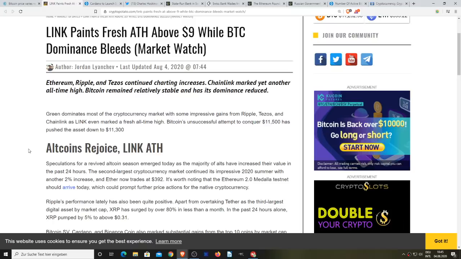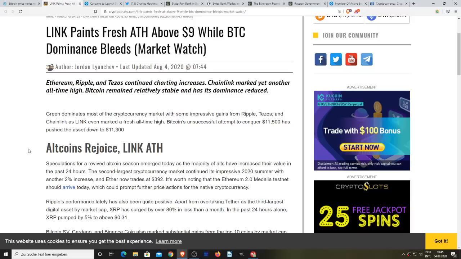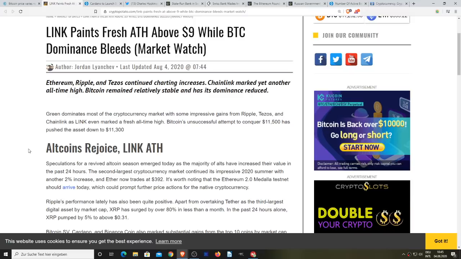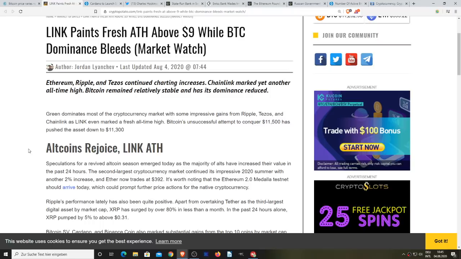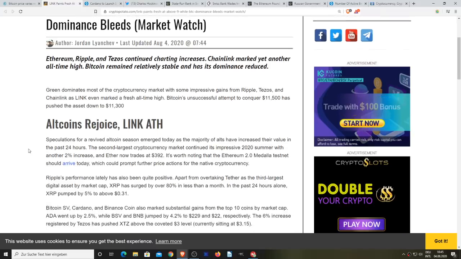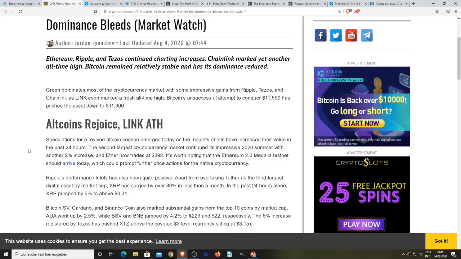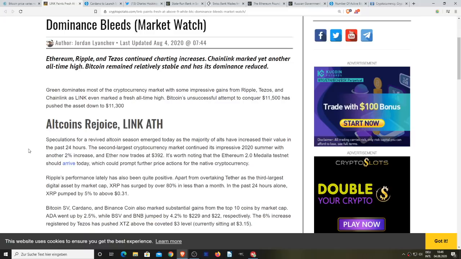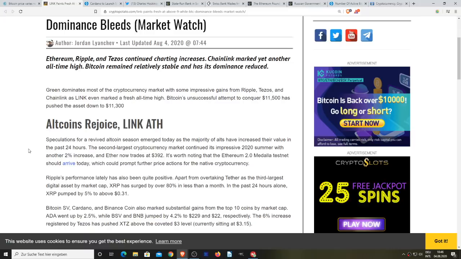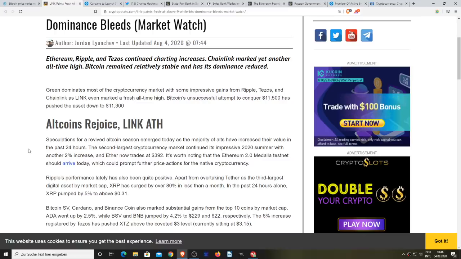Ripple's performance lately has been quite positive. Apart from overtaking Tether as the third largest digital asset by market cap, XRP has surged by over, oh my gosh, over 80% in less than a month. In the past 24 hours alone, XRP pumped by 5% to above 31 cents. BSV, Cardano, and Binance Coin also marked substantial gains from the top 10 coins. ADA went up by 2.5%, while BSV and BNB jumped by 4.2%. The 6% increase registered by Tezos has pushed it above $3, currently sitting at $3.15.